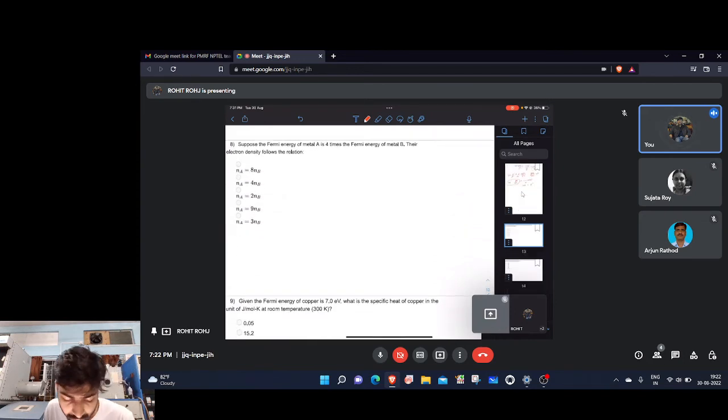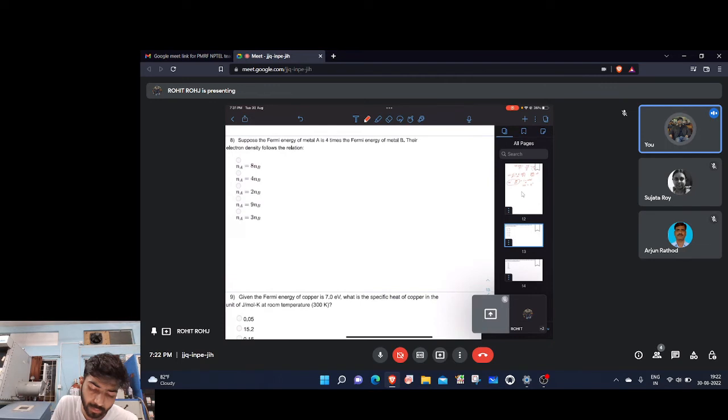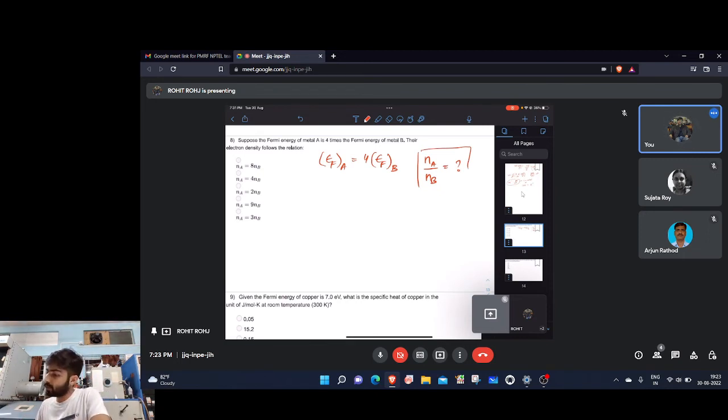Now proceeding further, the following question, question number, let's say 8, says that the Fermi energy of a metal A is 4 times the Fermi energy of a metal B. So what we are given is that the Fermi energy of metal A is 4 times the Fermi energy of metal B. What we are required to find is the electron density relation. The electron density Na by Nb is equal to what? This is what we are required to find.